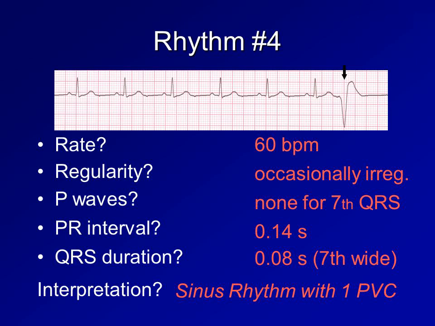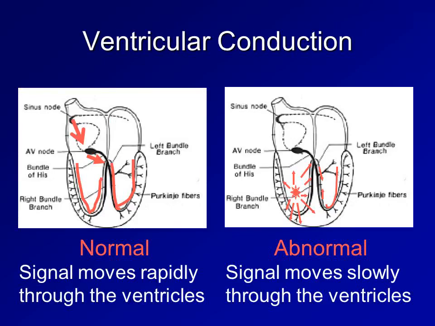Rhythm number 4: rate 60 BPM, regularity occasionally irregular, P waves none for the 7th QRS, PR interval 0.14 s, QRS duration 0.08 s, 7th wide. Interpretation: sinus rhythm with 1 PVC. Ventricular conduction. Normal: signal moves rapidly through the ventricles. Abnormal: signal moves slowly through the ventricles.